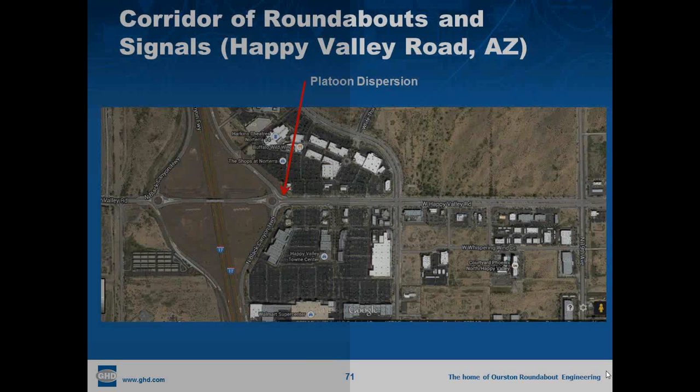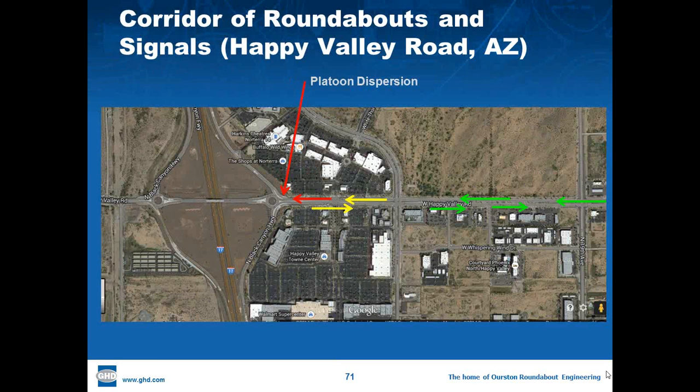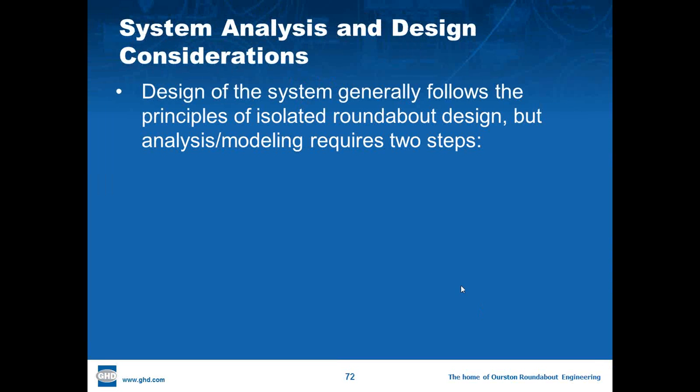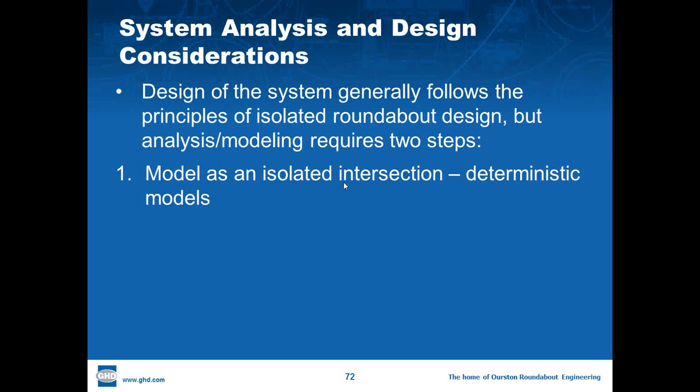So loss of the progression, and then trying to develop progression on the departure side. What we try to do is look at the roundabout and the signal as a system, and we begin the design of the roundabouts themselves, treating them as isolated intersections. So we develop the basic footprint of the roundabout based on the traffic demands, and then analyze it in 2 steps. So model the isolated intersection using models like Arcady, Rodel, Sidra, HCM.